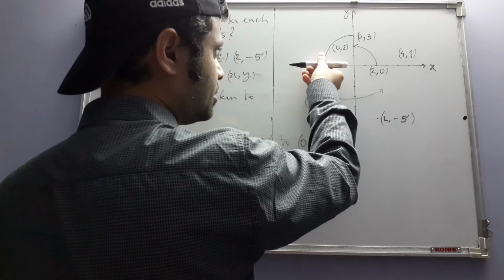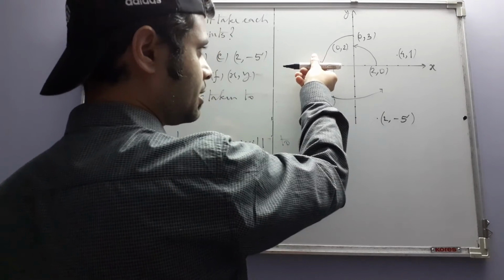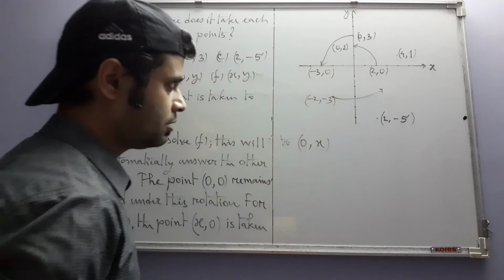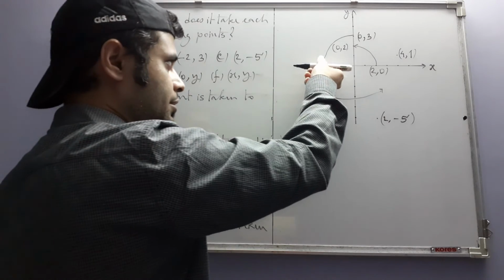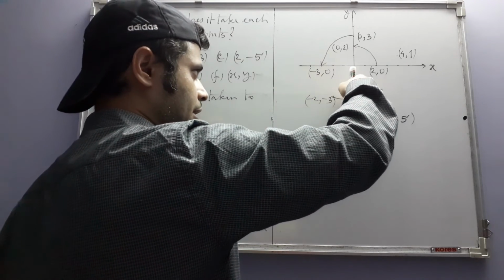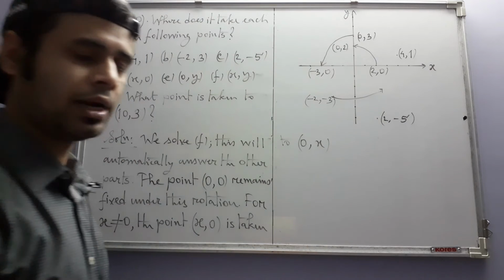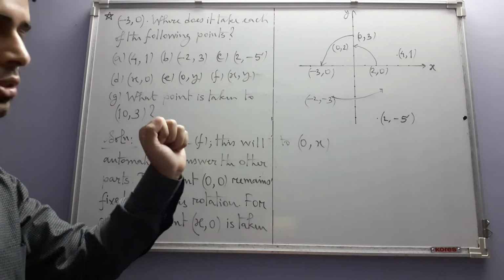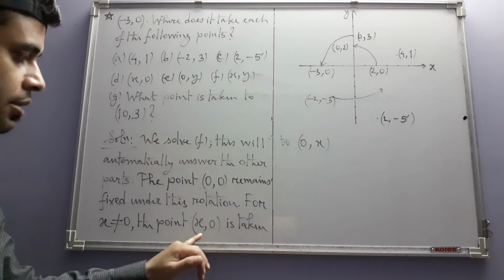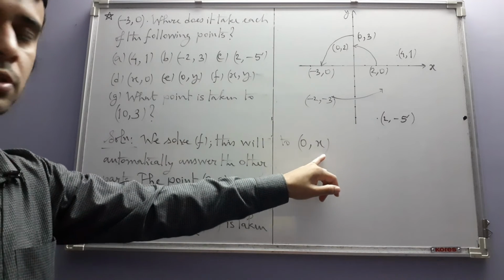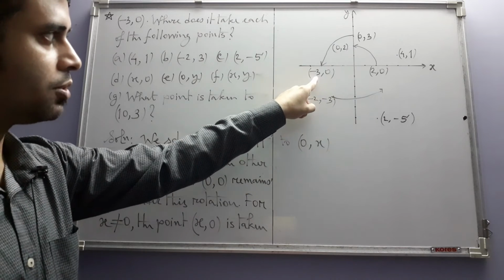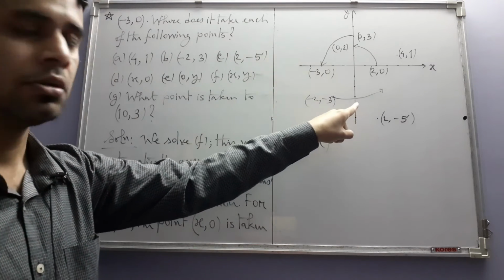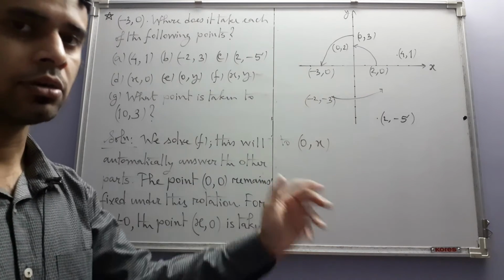However, if the point is on the negative side of the x-axis, for example this point itself, minus 3 comma 0, then it comes to the negative y-axis, again at the same distance from the origin. So there also it changes to 0 comma minus x. For example, if x is minus 3, then this point is taken to the point whose coordinates are 0 comma minus 3.